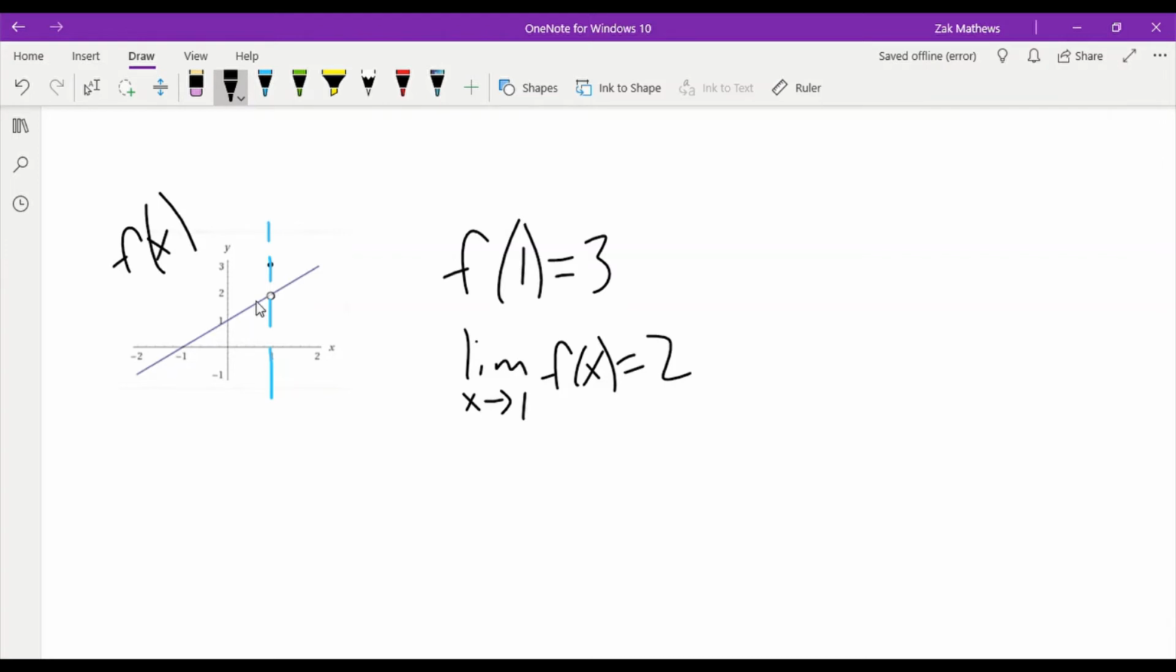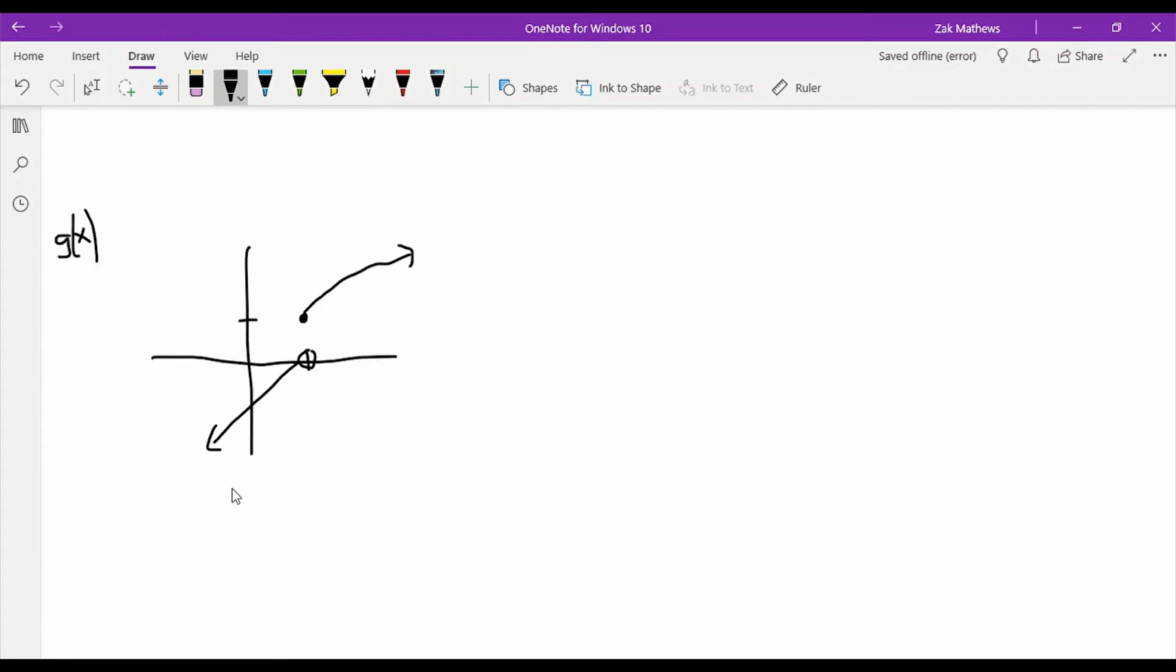Does this mean that limits will always exist? No, that's not the case either. So let's look at an example there. Here's a piecewise function that I've hand-drawn, calling it g of x, just to give us a different name. Let's start by looking at that interesting point.